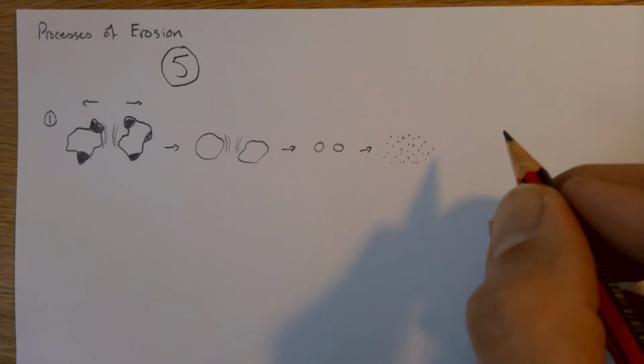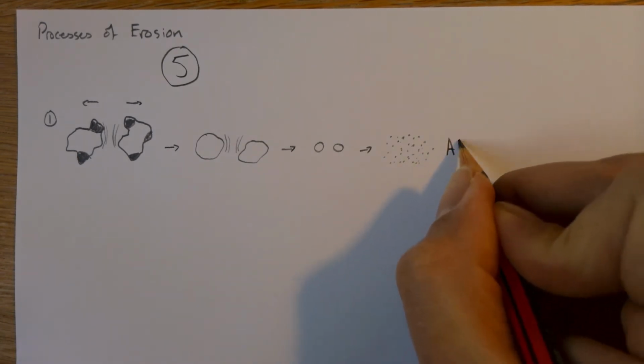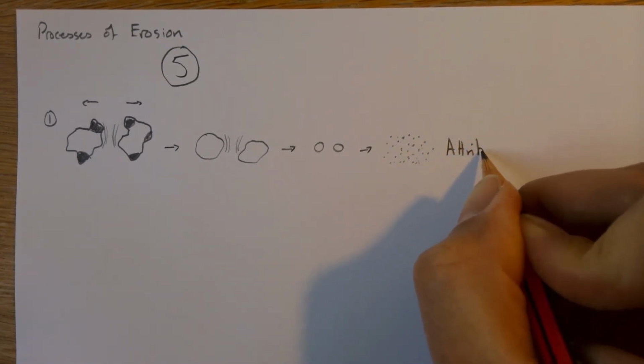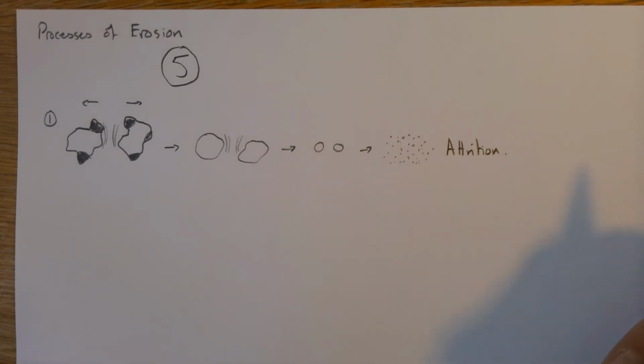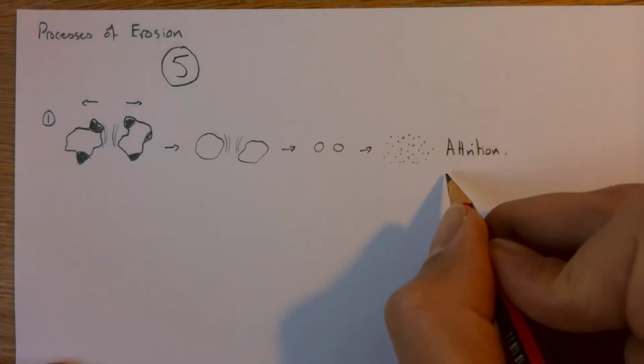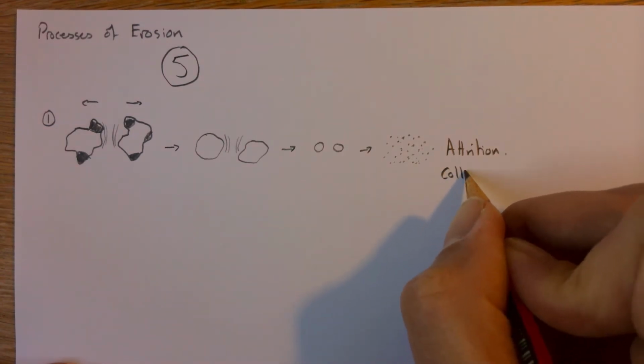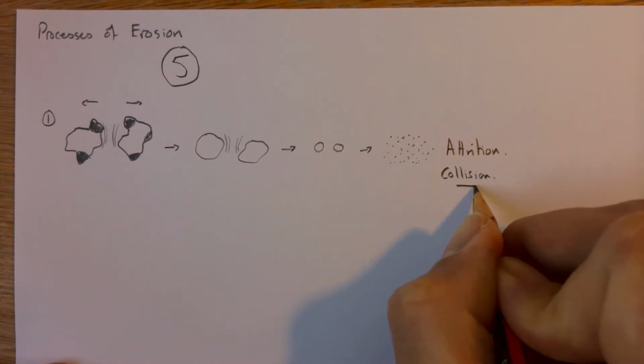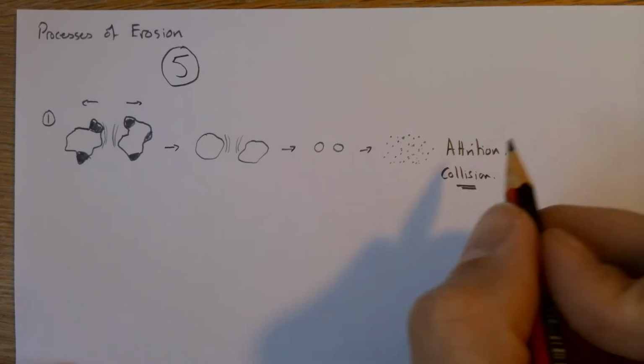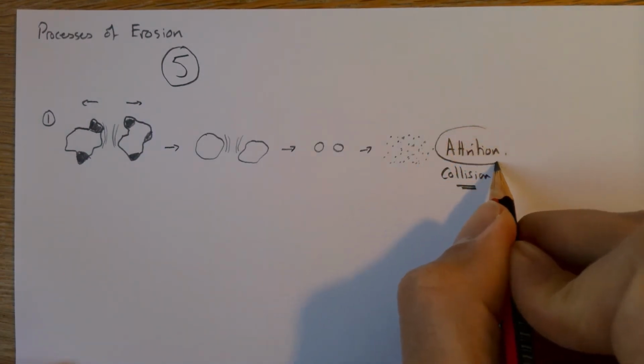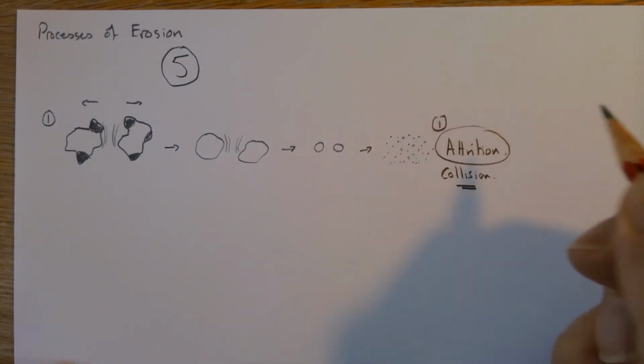This process of erosion is called attrition, and it is the wearing down of material as they collide or through the process of collision. So that is process number 1.